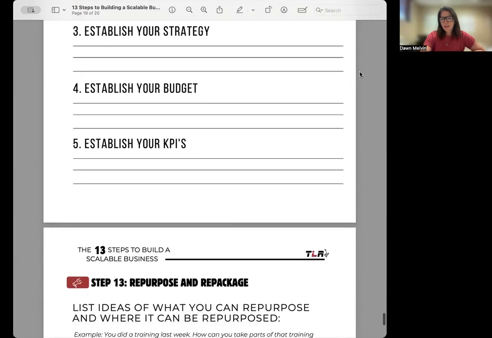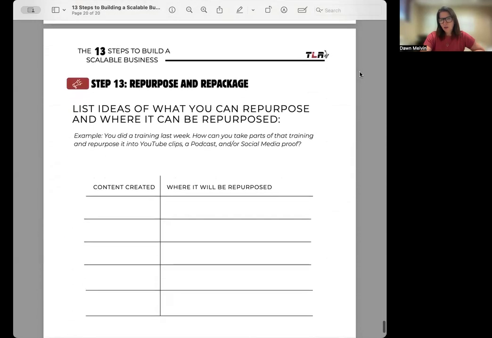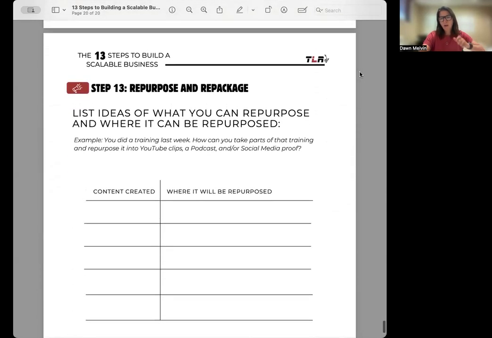Step 13, the last, we're closing this up. We're kind of wrapping a little bow on this, and we're going to call the 13 steps of building a scalable business done after today. So repurposing and repackaging, right? I kind of led to this a little bit when we were talking about step 12, but it's always a rinse and repeat, a rewind and play again.